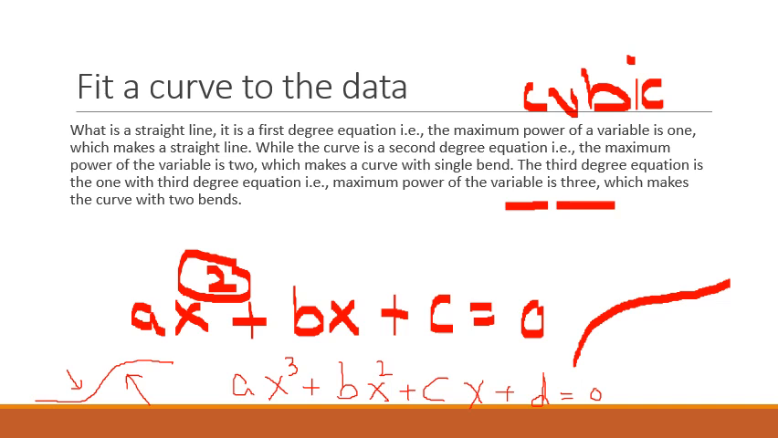I think I have explained what a curve is, and for which curve which degree equation can be used. For a straight line we use the first degree equation, and for a curve with one bend we use the second degree equation, which is also called the parabola equation, and for a curve with two bends we use the third degree equation, which I write like here. Now we will move to our next slide.